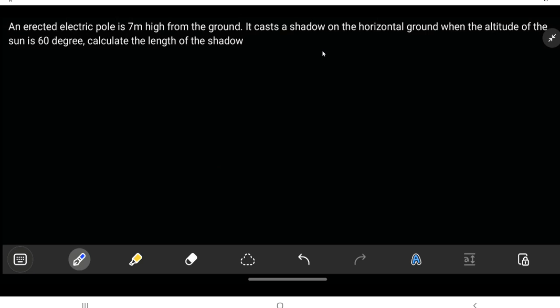Alright, let's take a look at this question. It says an erected electric pole is 7 meters high from the ground. It casts a shadow on the horizontal ground when the altitude of the sun is 60 degrees. Calculate the length of the shadow.